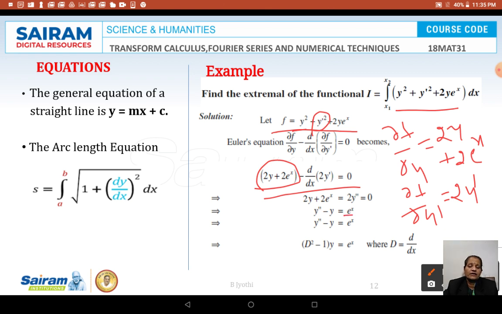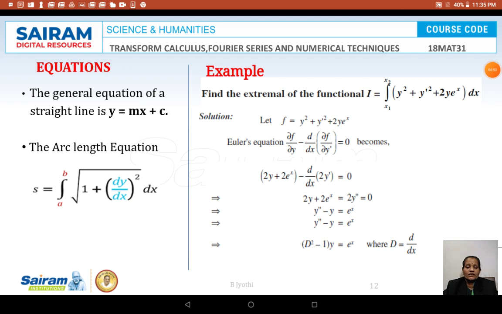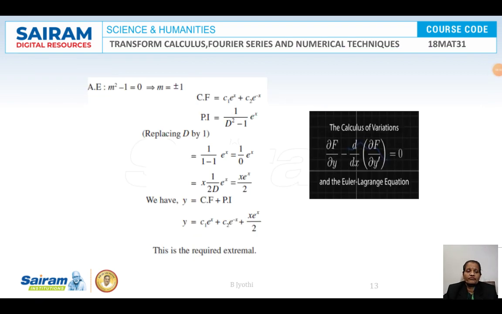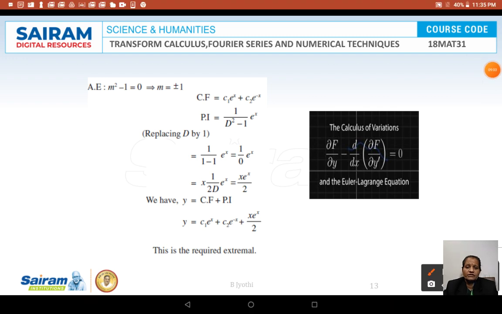After substitution, we divide throughout by 2 and rearrange, taking the function of x alone on the right hand side and the y terms on the left hand side, which gives y double dash minus y equals e to the power of x. In D operator form, we write (D squared minus 1)y equals e power x, where D is d by dx. The auxiliary equation for this will be m squared minus 1 equals 0, by replacing D with m.